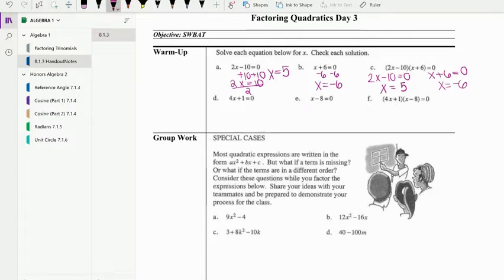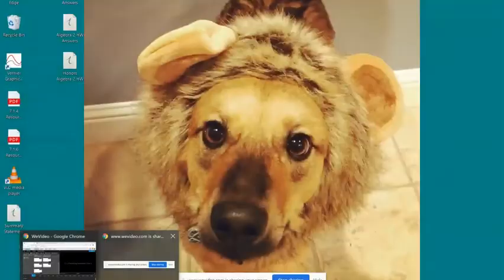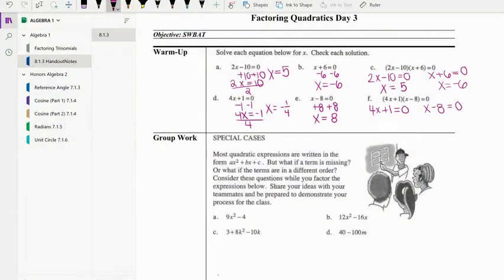All right, looking at this one, we can subtract 1, so we get 4x equals -1. Divide by 4, so x equals -1/4. And on this one, we are just going to add 8 to both sides, and so we get x equals 8. And once again, what we're going to do is set each of these factors equal to 0 and solve them separately. And luckily, we actually just solved them, so we should already have the answers. So x equals -1/4 and x equals 8.